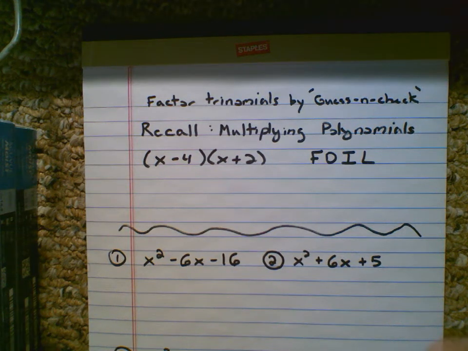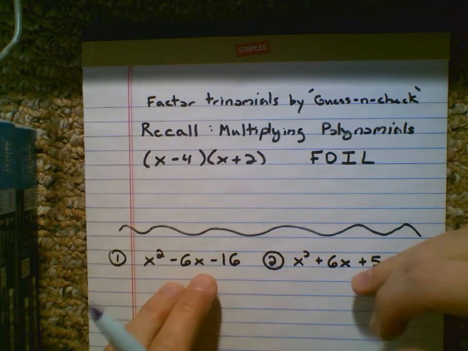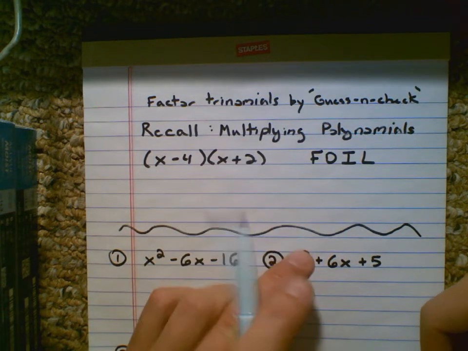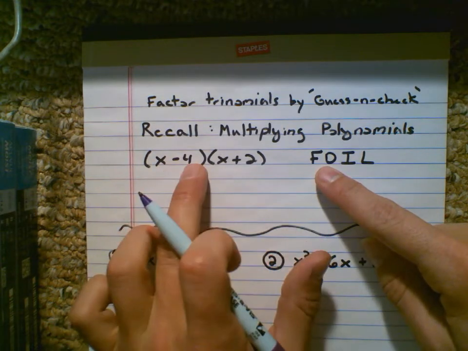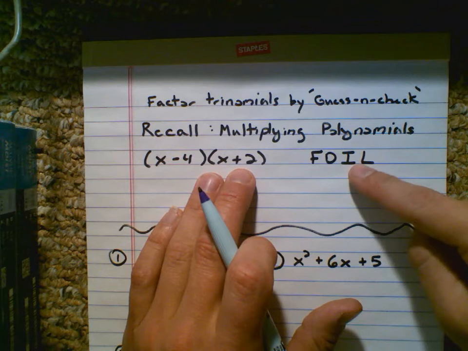In this video, I'm going to talk about factoring trinomials using what's known as the guess and check method. Now, before we get into examples of that, we need to recall how we multiply polynomials. Now, we typically multiply two binomials, so two things that have two terms, using an acronym known as FOIL.